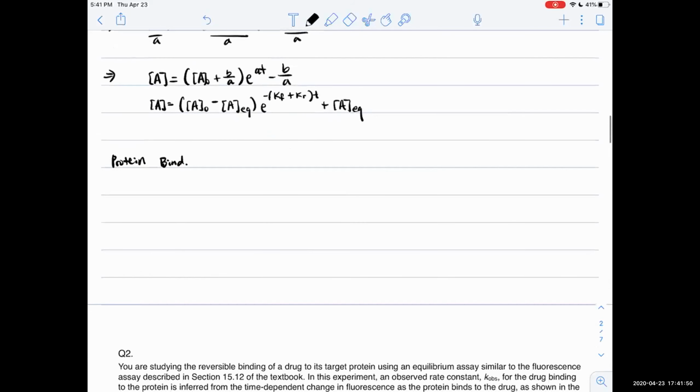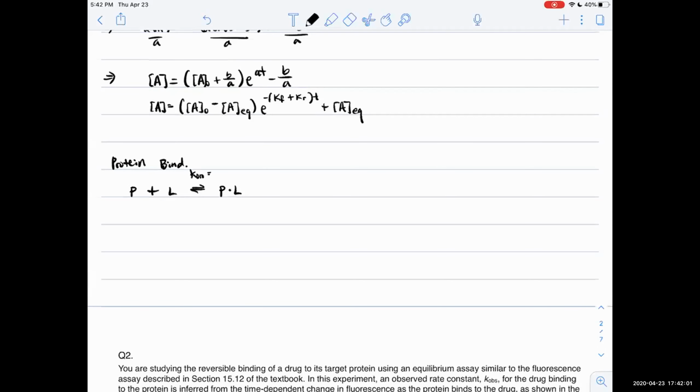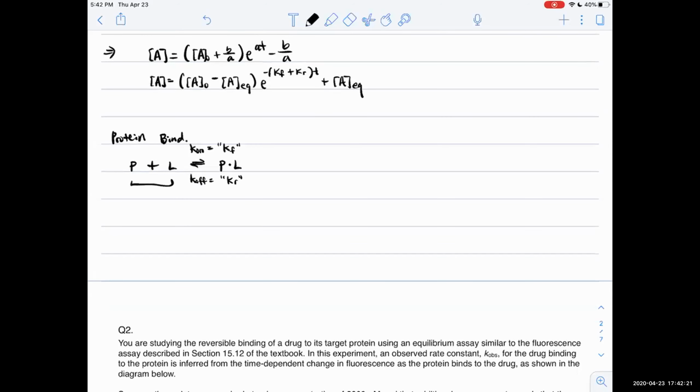So usually protein binding, we denote as a protein and we have a ligand and then they form a complex P.L. And we're going to denote the going to the right side as K on, but effectively they're just the same thing as K forward. And the K off is just basically K reverse. One of the differences we see compared to the simple reversible reaction I showed you going A to B and B to A is that now we have two molecules here, so the K on is basically a second order while the K off is a first order. And because we have a second order, we can't really use this formula above.